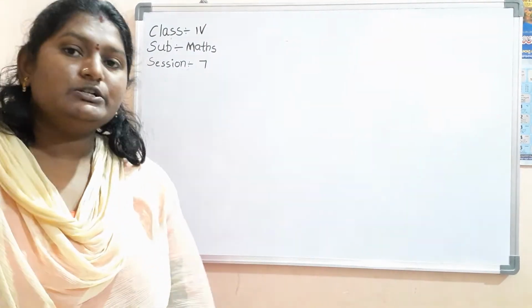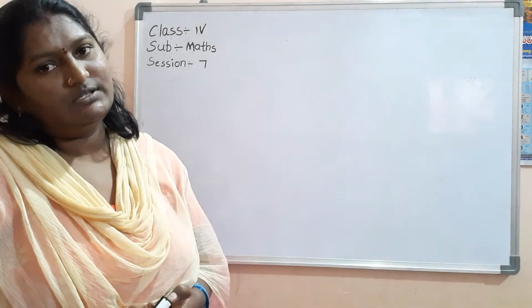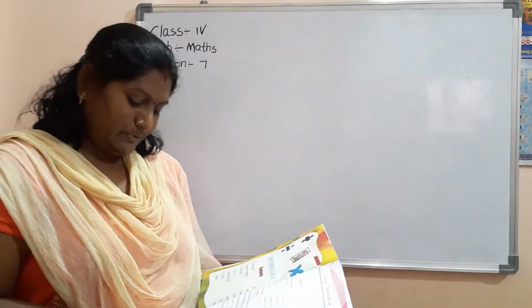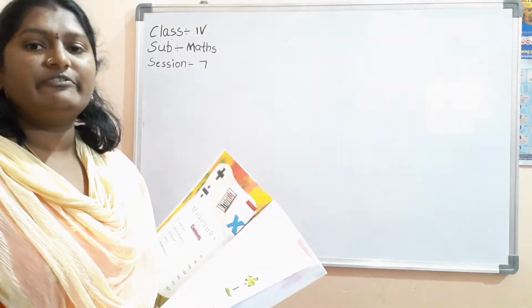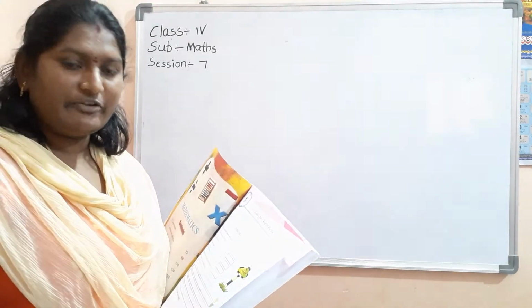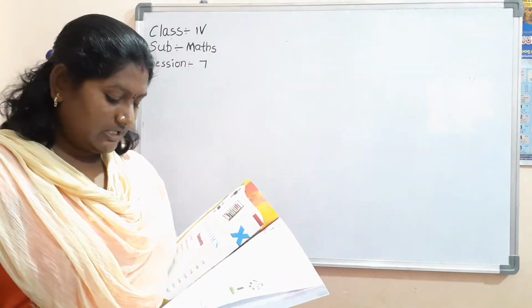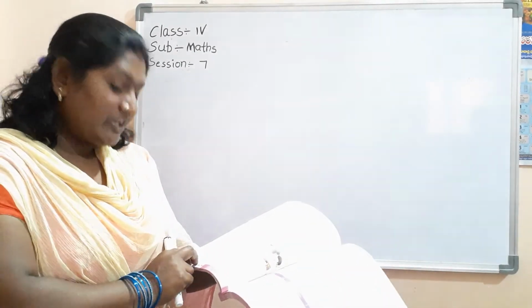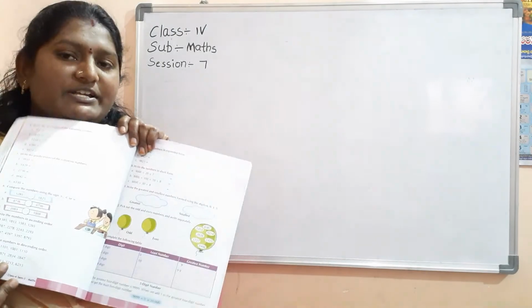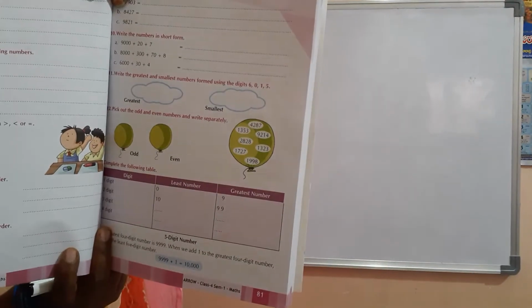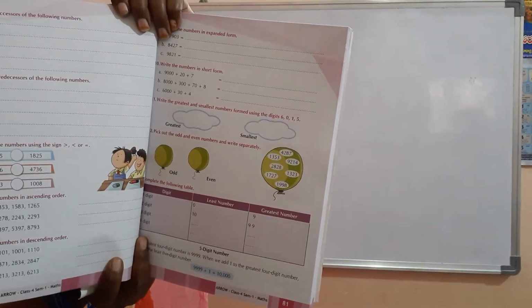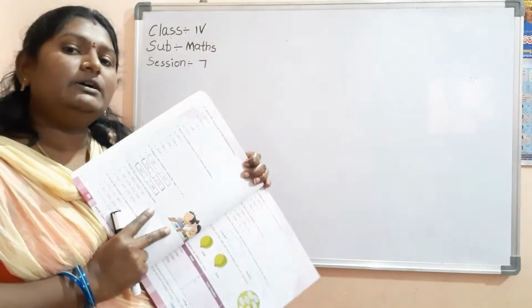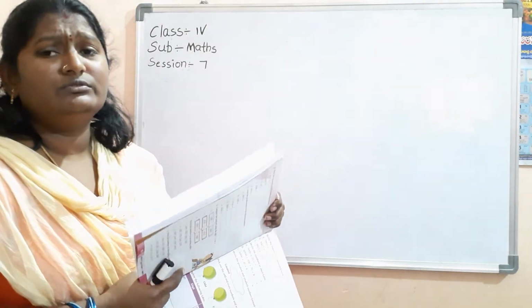Okay na? So all of you open your textbooks. Open your textbook page number 79. The 79 page number already we are completed. Yes or no? And turn your page number. Open page number 80. See here. Okay children. All of you open the page number 80.